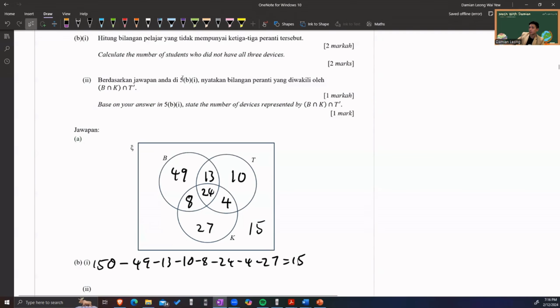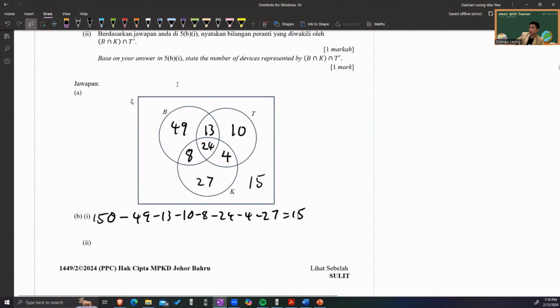Based on the answer in 5B1, state the number of elements represented by B intersect K, and then intersect T prime. B intersect K means here. Intersect T prime means outside of set T. So it will be the 8 here. That shouldn't need any working.